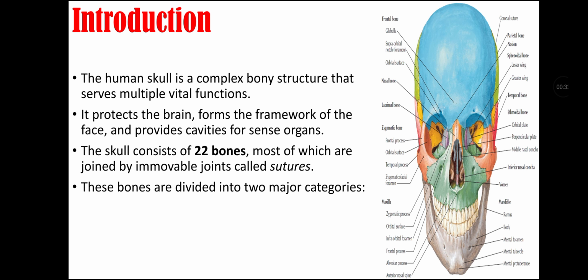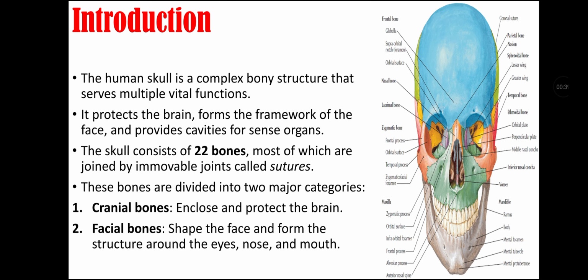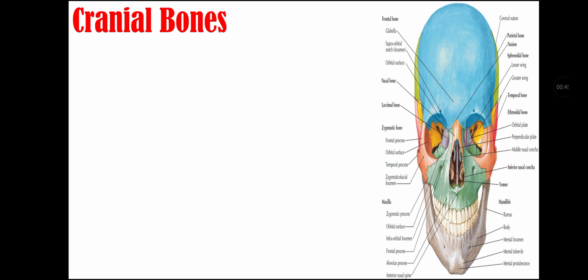These bones are divided into two major categories. First is cranial bones that enclose and protect the brain. Second is facial bones that shape the face and form the structure around the eye, nose, and mouth. First, we will talk about cranial bones, then we will talk about facial bones.